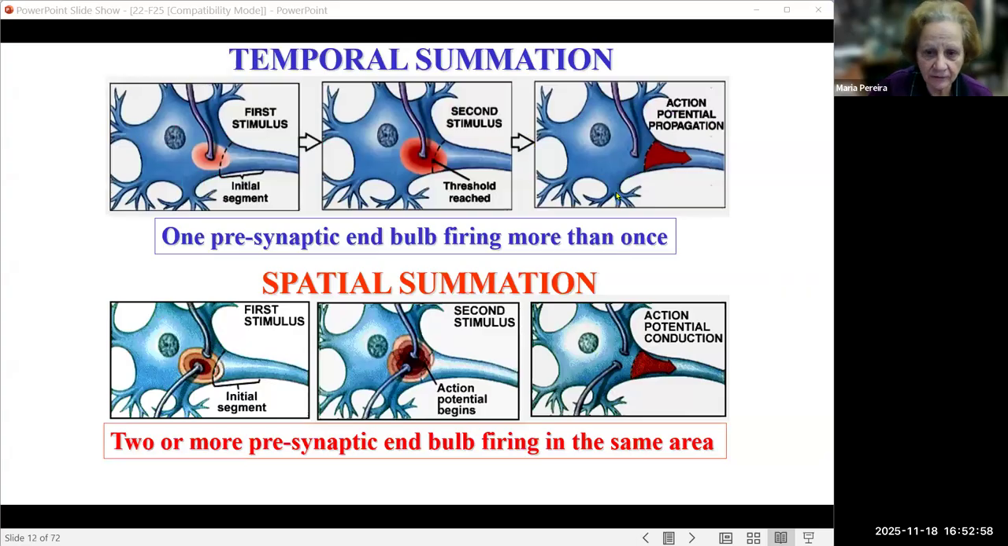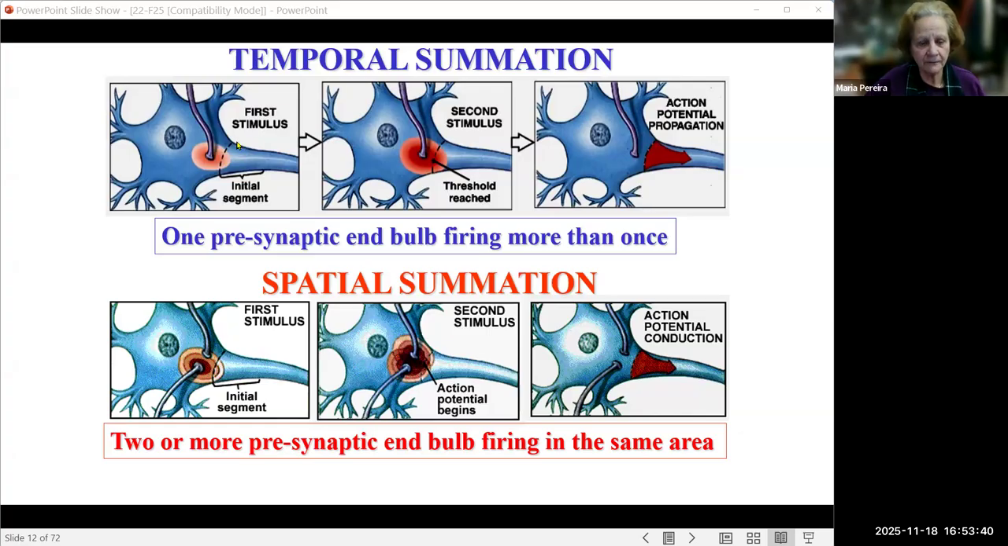So you see here another view of this. This is really simplified. It never happens that you have one axon terminal synapsing at a postsynaptic neuron, but this is just for the purpose of explaining the phenomenon. So you have one axon terminal releasing a little bit of neurotransmitter and then a little bit more, more, until you get the depolarization to reach threshold. Once you reach threshold, then the action potential is propagated. This is the temporal summation.